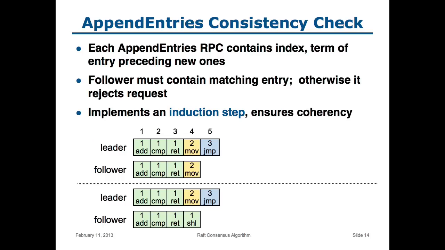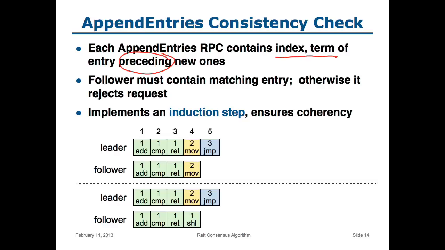This property is enforced by a check that's made during the append entries remote procedure call. When a leader issues an append entries RPC to a follower, it includes two values in addition to the new log entries. It includes the index and the term of the entry just before the new ones. The follower will only accept the RPC if it contains that exact matching entry in its log. If its log doesn't have that entry, then it will reject the remote procedure call.